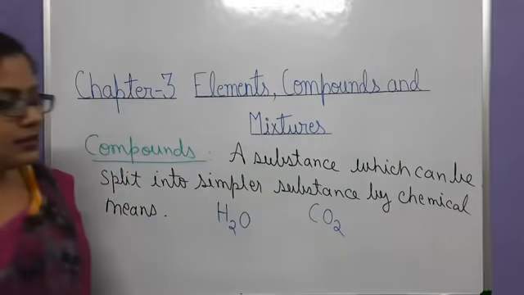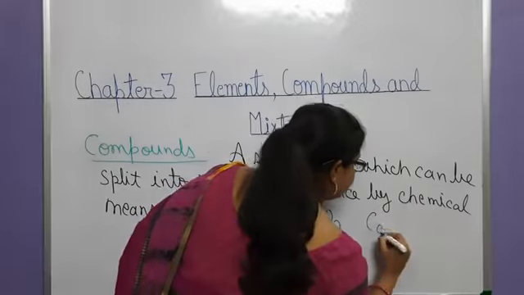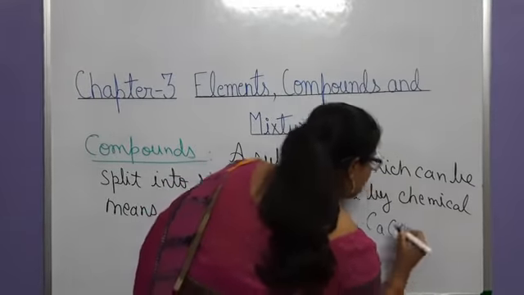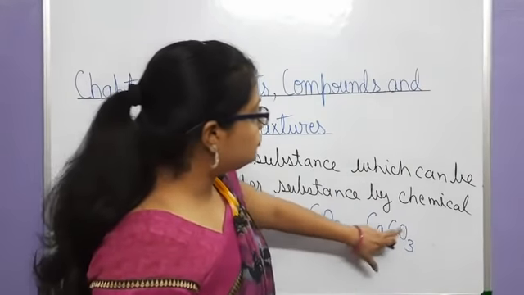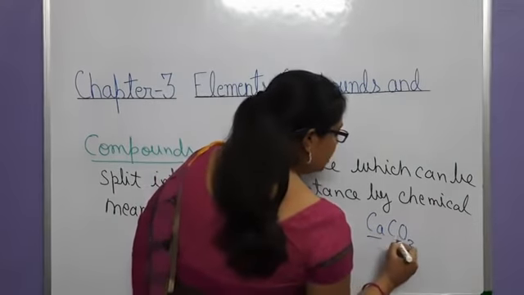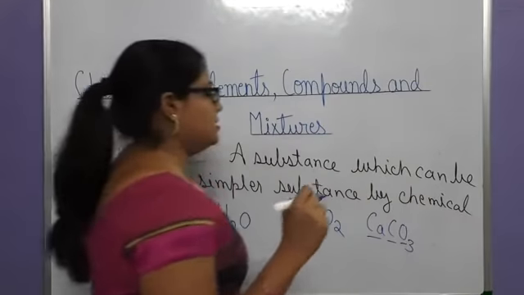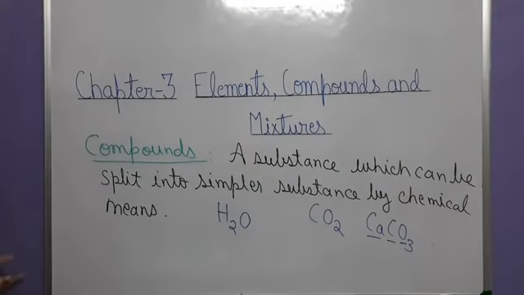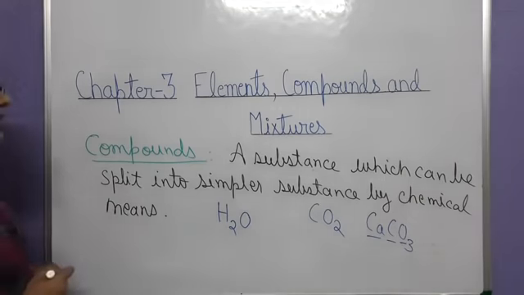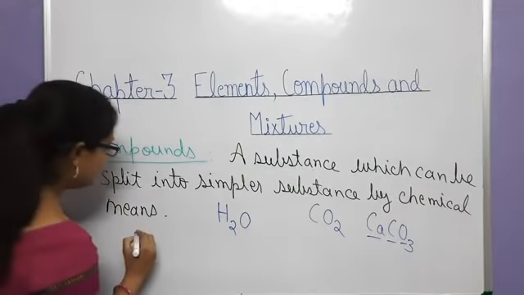Similarly, calcium carbonate. Now, in the case of calcium carbonate, it is made out of three elements, calcium, carbon and oxygen. So what you can see in the case of compounds? Compounds are made when two or more elements combine together. Okay, so there are various examples given in your book. Okay, so one example is of sugar.